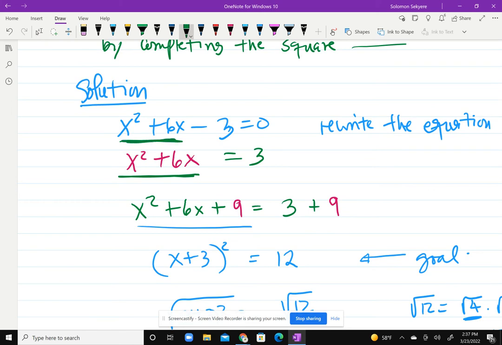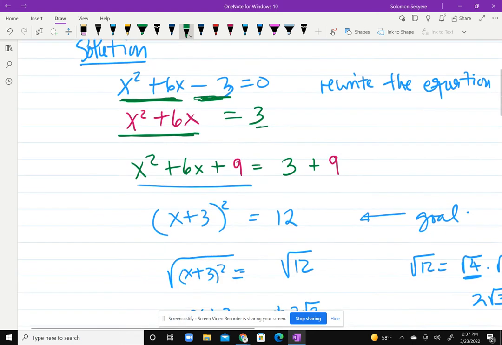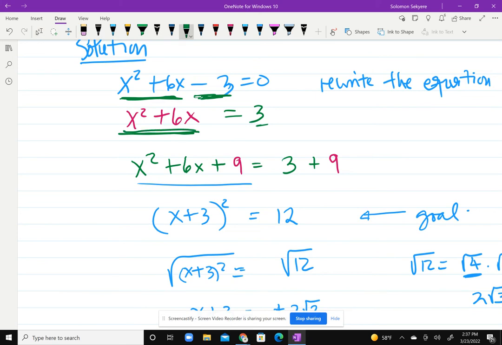So move everything to the right side. First thing you do is move the constant terms to the right side. So you have x squared and the x term on the left. Completing the square, we focus on the x squared plus 6x.